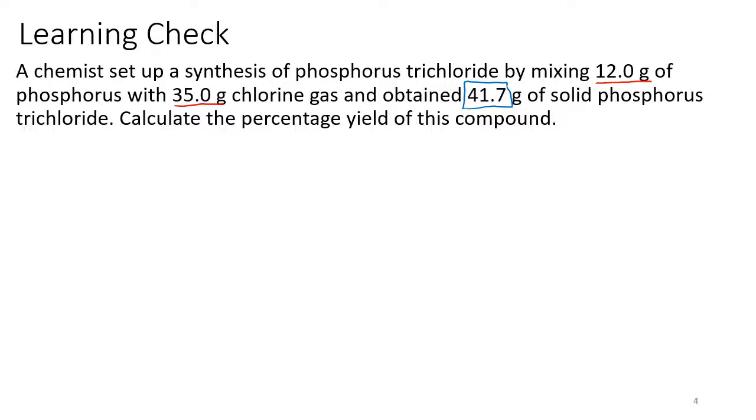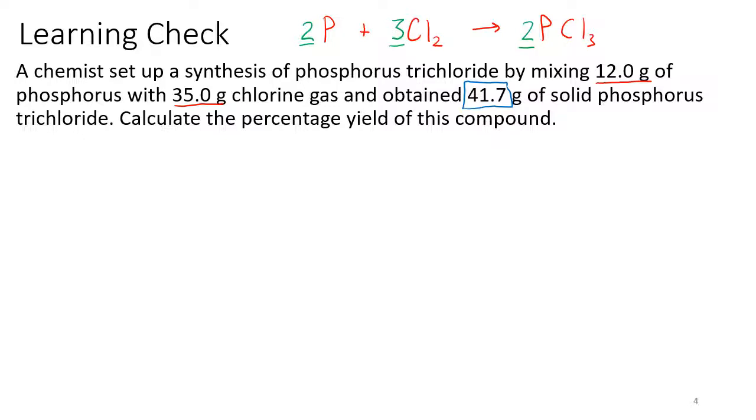So first, let's write our chemical equation. We have phosphorus reacting with chlorine gas, and we've got to remember that chlorine is one of our diatomic molecules, and our product we're forming is phosphorus trichloride, so that'll be PCl3. Balancing our reaction, we're going to have a 3 in front of our chlorine, a 2 in front of our PCl3, and then a 2 in front of our phosphorus. So our mole ratios are 2 to 3 to 2.